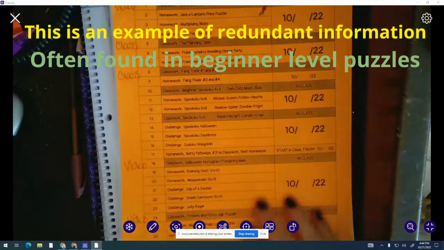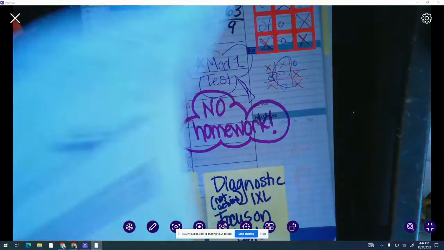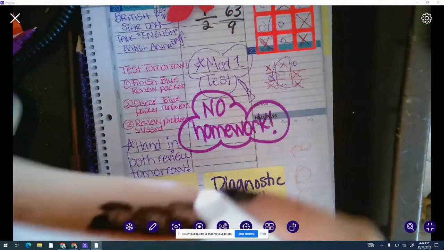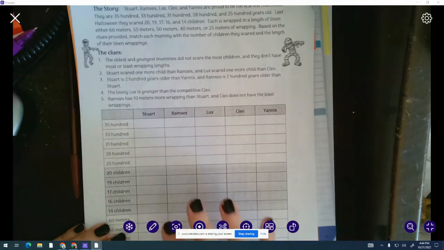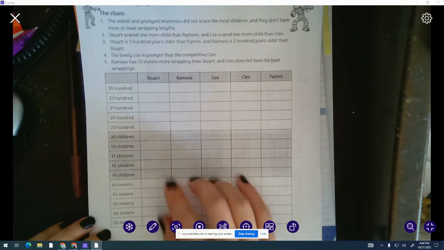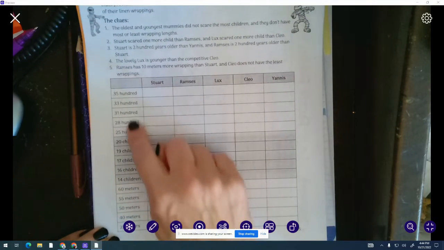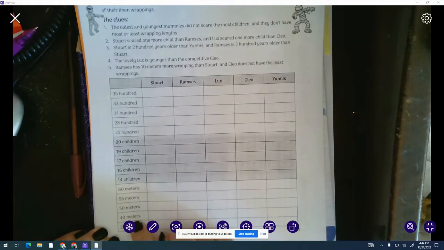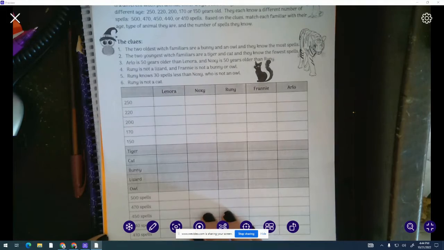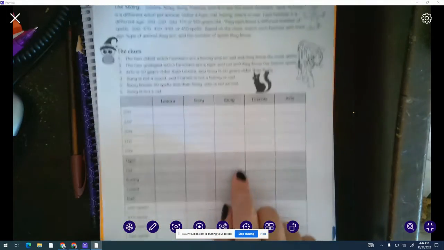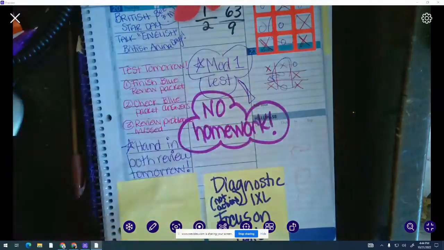Now, in your packet, you have some other logic puzzles. You have mummy wraps, which is actually challenging. So please pay attention. These are in hundreds, and these are in meters. You have witchy thingies. So we've got some witchy thingies. And the final puzzle is listed as challenge.